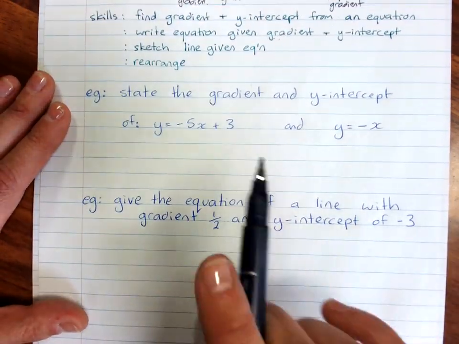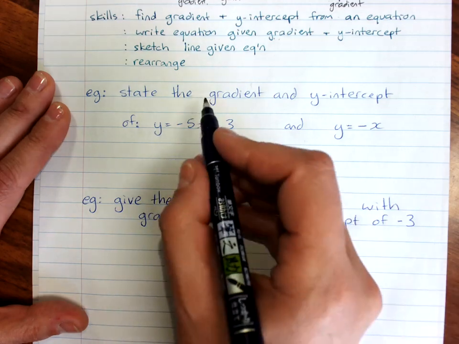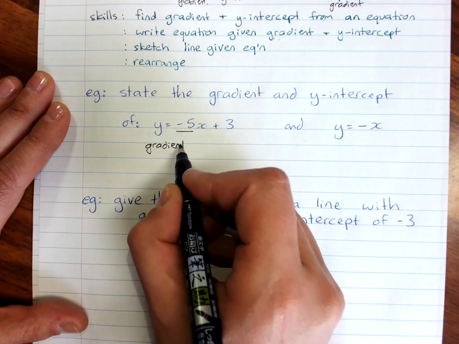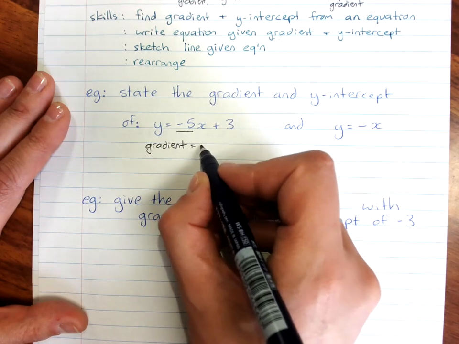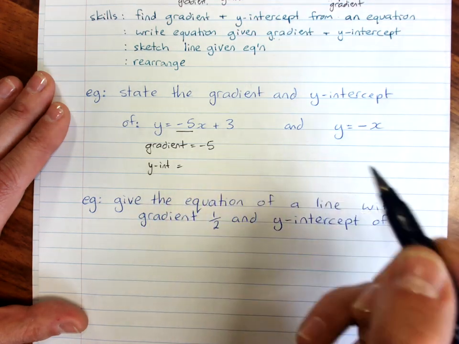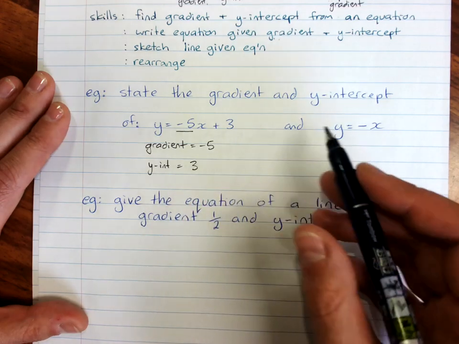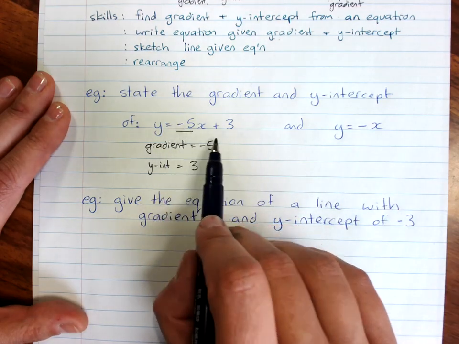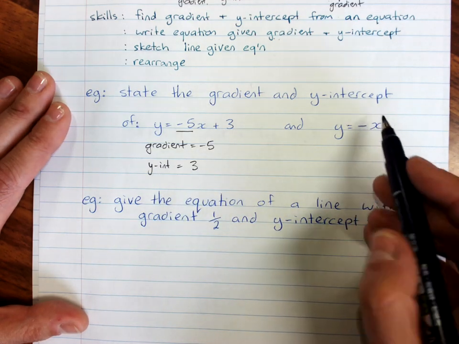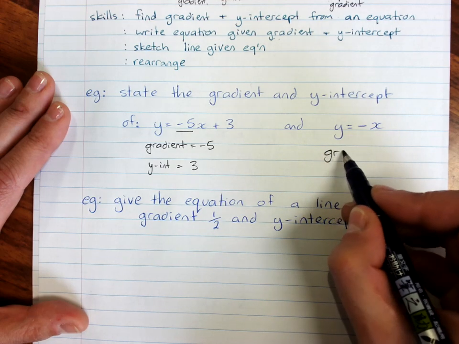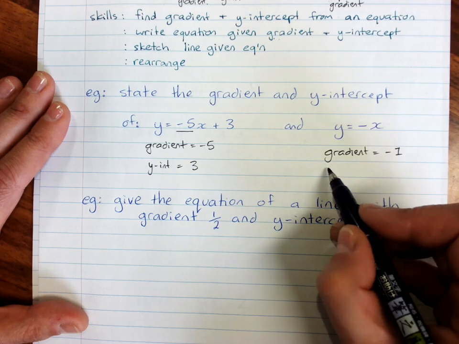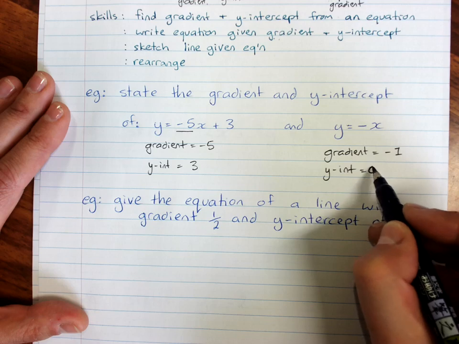So if we're asked to state the gradient and y-intercept, the gradient is the coefficient of x. So in the line y equals negative 5x plus 3, the gradient is negative 5, and the y-intercept, where it cuts the y-axis, is 3. Notice that the negatives matter. If this was minus 3, our y-intercept would be negative 3. The only thing in front of our x here is a negative, so of course our gradient here is negative 1. When there's no constant, it means our y-intercept is 0.